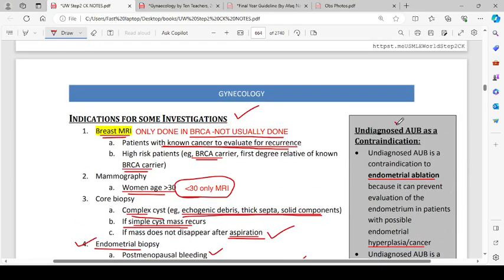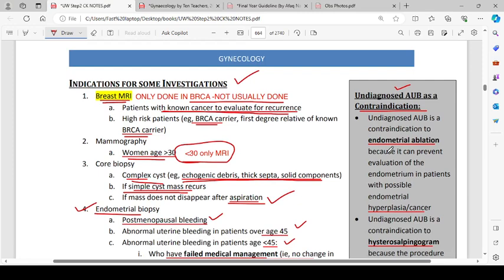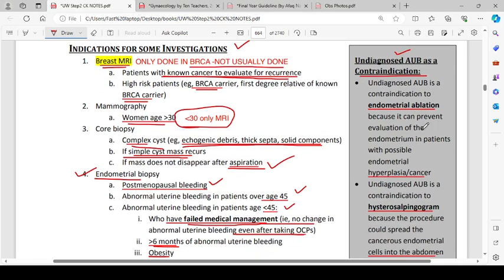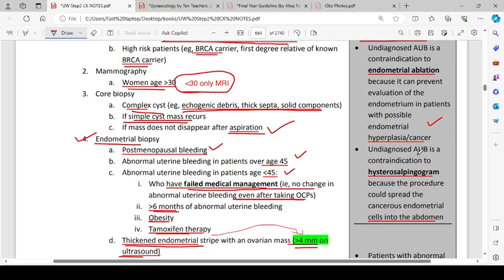Then undiagnosed abnormal uterine bleeding as contraindications. Undiagnosed abnormal uterine bleeding is contraindication to endometrial ablation because it can prevent evaluation of endometriosis in patients, and it can prevent the evaluation of endometrium in patients with possible endometrial hyperplasia or cancer.